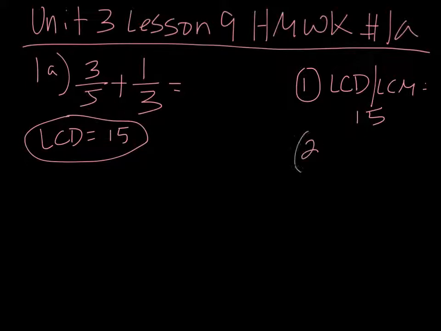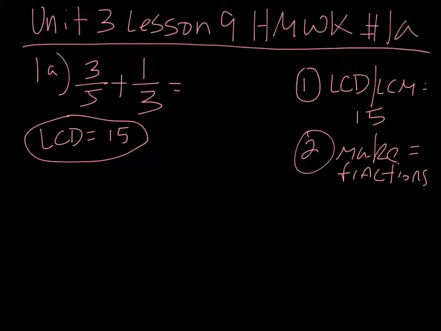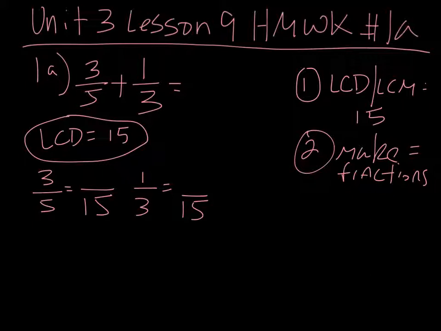Step 2 is to make equivalent fractions. So with that common denominator, they must create, set up, or make equivalent fractions with both these fractions so they have a common denominator.